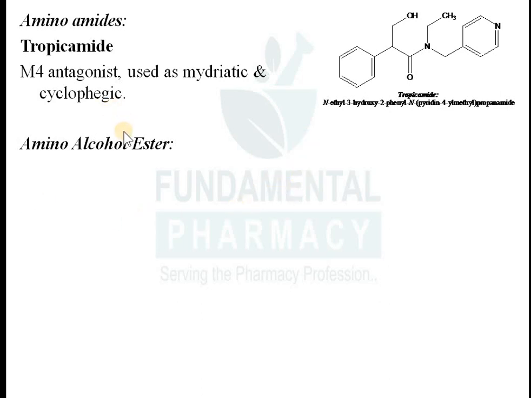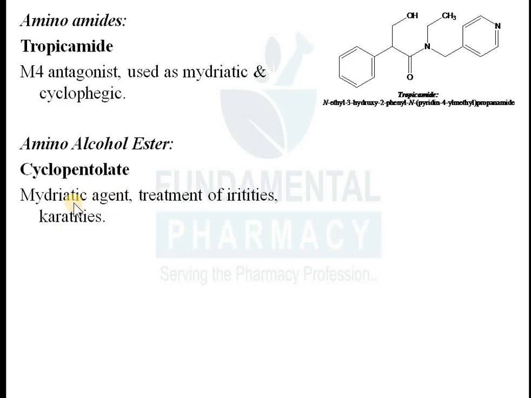Then the next class is amino ester. It is an amino amide. Okay, why do we say amino amide? Because you see NH-CO-C double group, meaning this is the amide. Amino ester: cyclopentolate. Now it is used as a mydriatic agent and is also used in the treatment of keratitis and iridocyclitis. Its structure is like this. So cyclopentolate means a cyclopentane group is there. Here you have a cyclopentane group, that is cyclopentolate, and olate means ester.